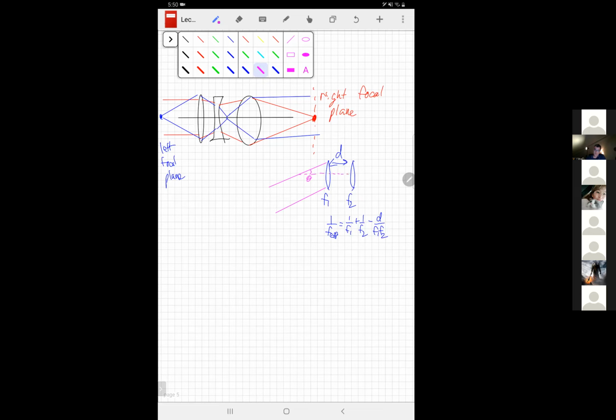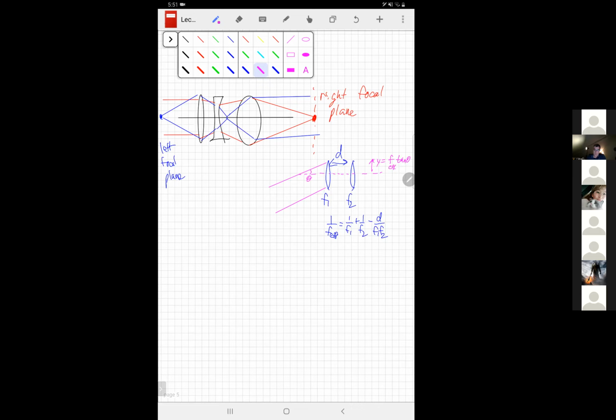Y equals F tan theta? Yep, we looked to see where they all came to a focus over here. And wherever they came to a focus, we said that that is y equals F effective. Yep, the effective focal length.